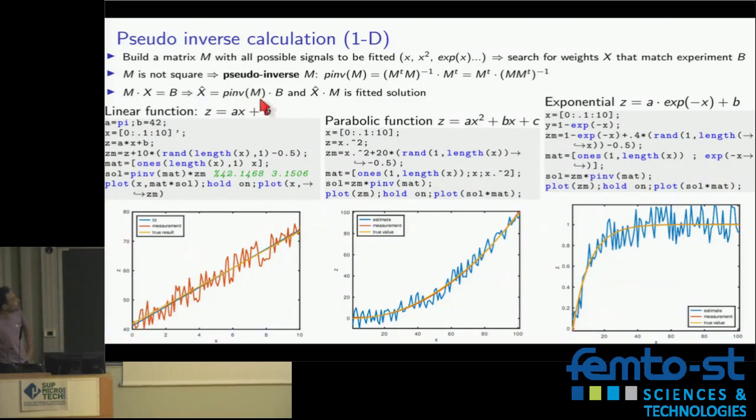So this M construction here is the core aspect. And once you understand how to construct M, you take the pseudo-inverse of M, you find the weights, and you multiply the matrix of the base that you want to find with the solution to check how it fits. So you see that this can be adapted to basically any kind of problem.